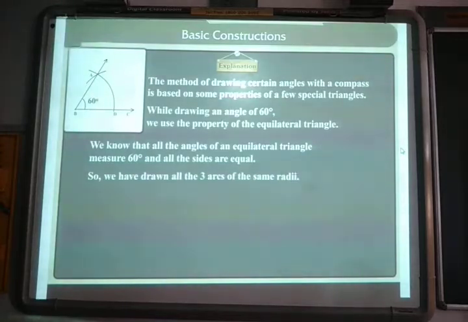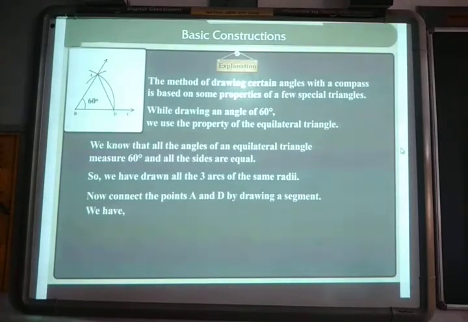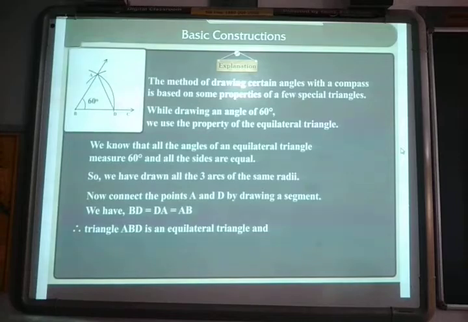So, we have drawn all the three arcs of the same radius. Now, connect the points A and D by drawing a segment. We have BD is equal to DA, which is equal to AB. So, triangle ABD is an equilateral triangle and hence angles ABD, BAD and ADB are of measure 60 degrees.